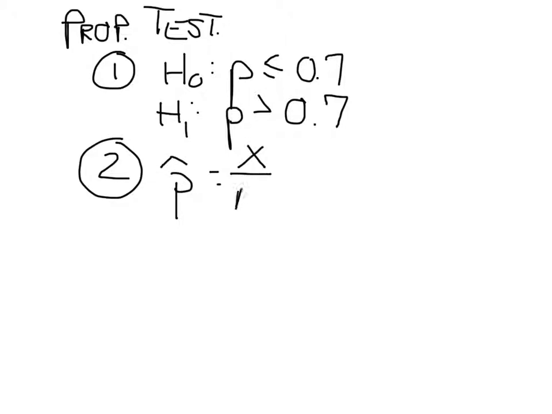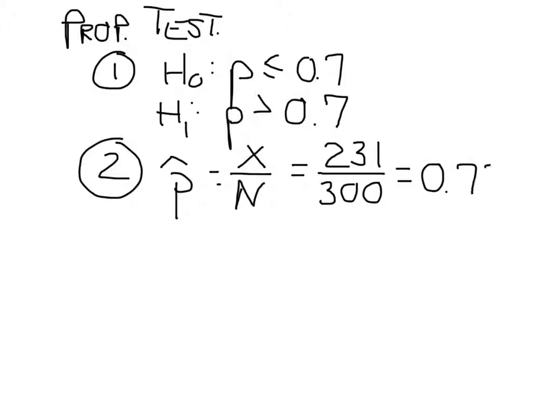Then in step 2, you need to find out the sample proportion, and that's going to be X, the number of successes over the total number of trials. So in this case, you've got your 231 over 300, and that gives you 0.77.